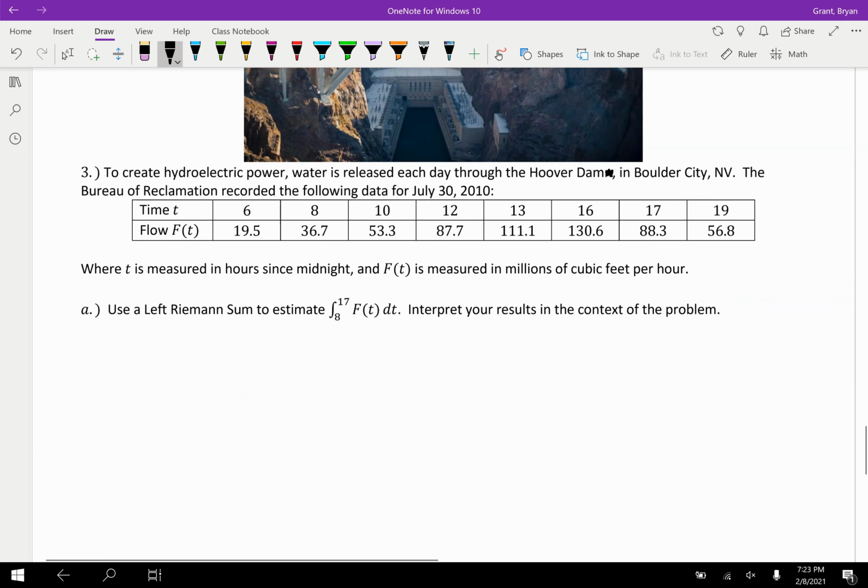It's in Boulder City, right, just outside of Las Vegas. The Bureau of Reclamation recorded the following data for July 30th, 2010. We have a time t and then the flow capital F of t. Capital F of t is measured in millions of cubic feet per hour. Alrighty, use a left Riemann sum to estimate this and then interpret your results.